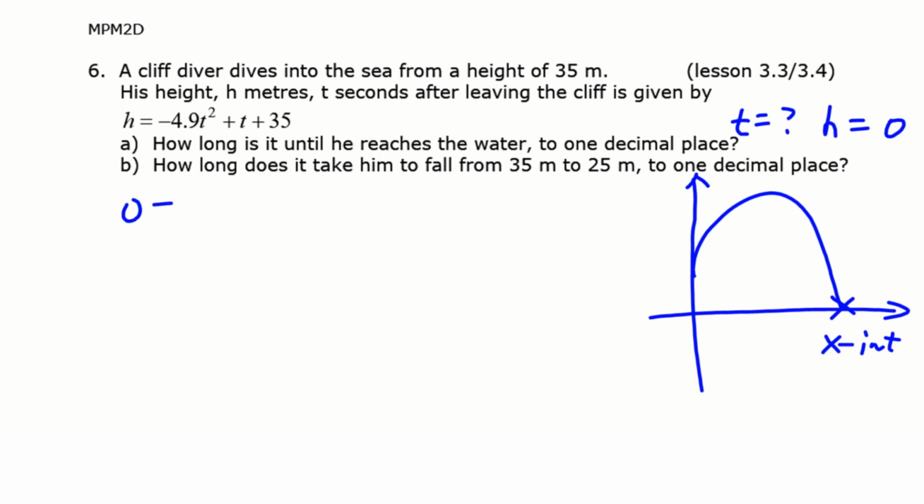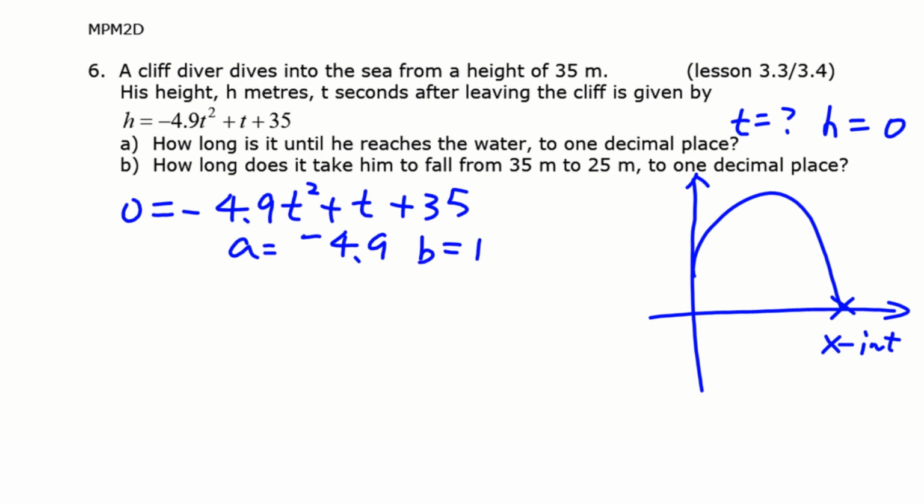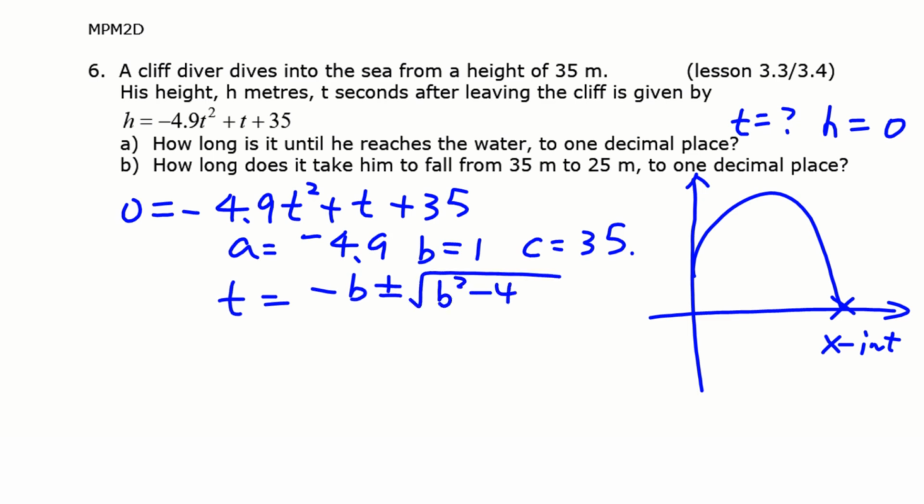So 0 equals, then you have a equals, b equals, c equals 35. I don't want to go further, use the quadratic formula, just continue, okay? So that is for the x-intercept. And the second one asks how long does it take him to fall from 35 meters to 25 meters. So this one means I didn't graph it properly. So it should be 35 here.